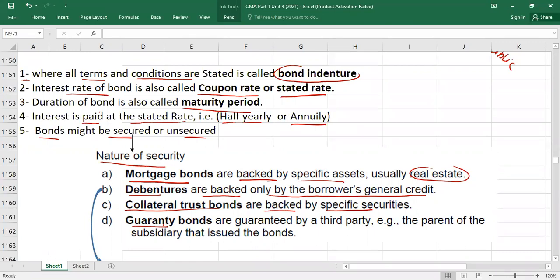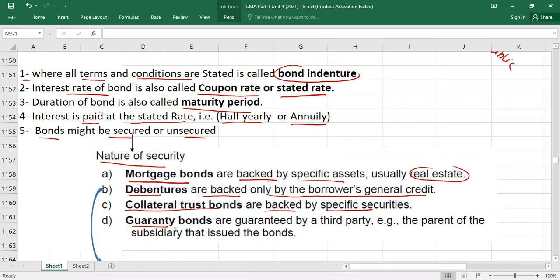Let's assume I'm the one company, and you are my parent company. I'm going to raise a loan from the people, but you are going to give a guarantee bond. In case the first company defaults, the second company will repay the money. So this is what is called a guarantee bond.